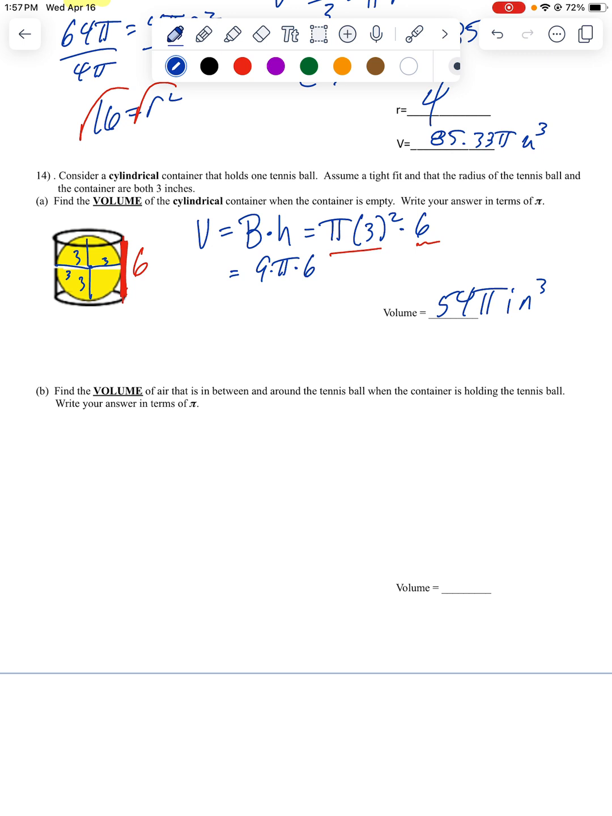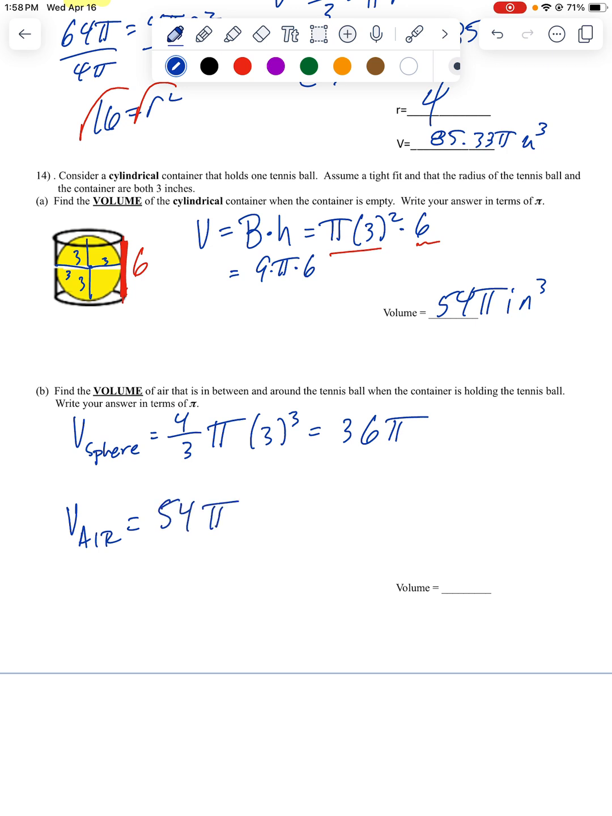Now it says find the volume of the air in between and around the tennis ball when the container is holding the tennis ball. So it's no longer empty. So in order to do that, I need to figure out, okay, what is the volume of the sphere first? So the volume of the sphere, 4/3 pi 3 cubed, I got 36 pi. And then I have the volume of the air. So I need to take the volume of the cylinder, which is 54 pi, and subtract the volume of the sphere, which is 36 pi, to get 18 pi inches cubed.